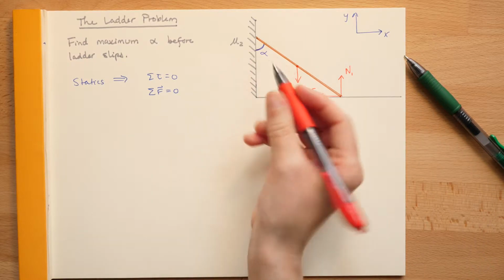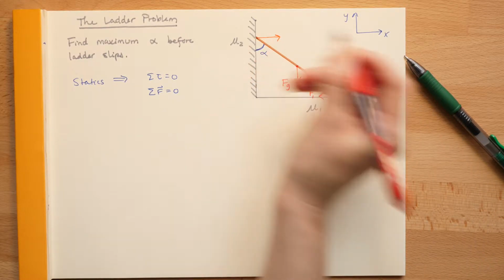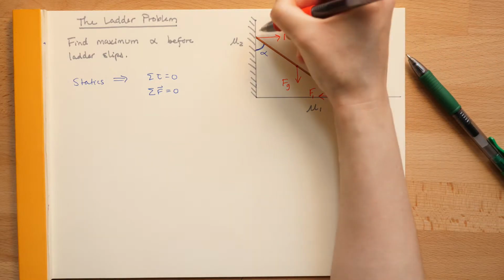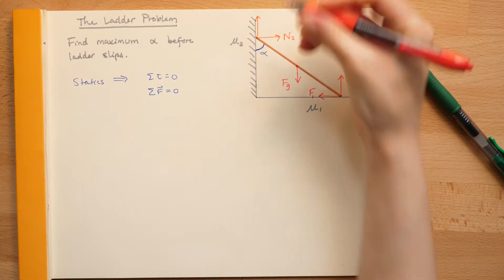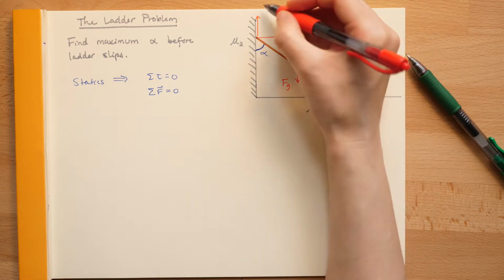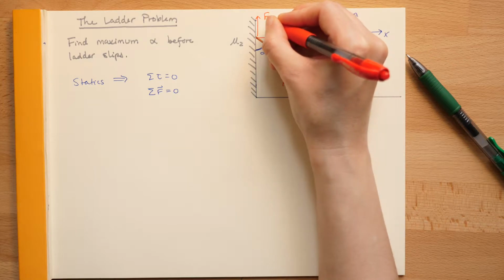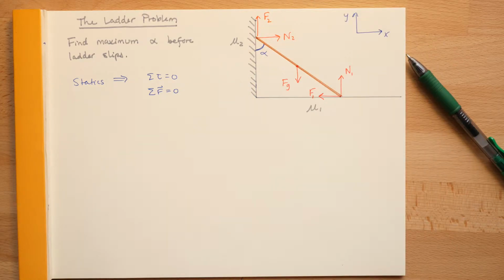On the wall, we have a similar thing. Now the normal force is going to point out this way, and the force of friction will point up, because if the ladder were to slip, this would fall down. So the force of static friction is keeping it up in place. And that should be all the forces that are acting on this object.